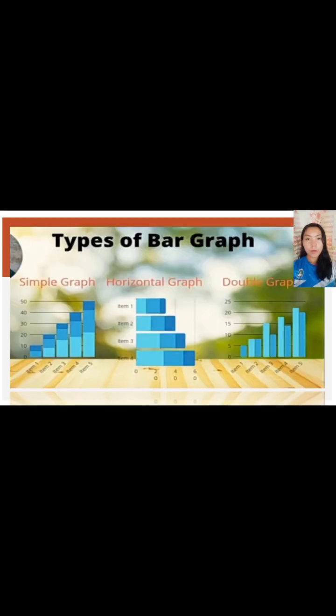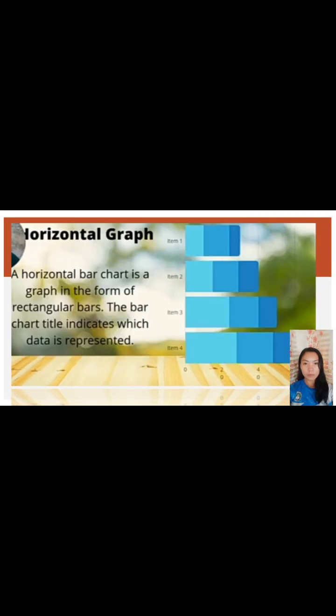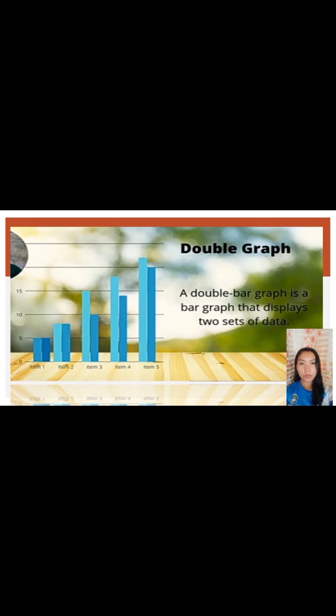There are three types of bar graph: simple graph, horizontal graph, and double graph. As you can see, the graphs are different. What is a simple graph? A simple bar chart is used to represent data involving only one variable classified on a spatial, quantitative, or temporal basis. Next is the horizontal graph. A horizontal bar chart is a graph in the form of rectangular bars. Last is the double graph. A double bar graph is a bar graph that displays two sets of data.